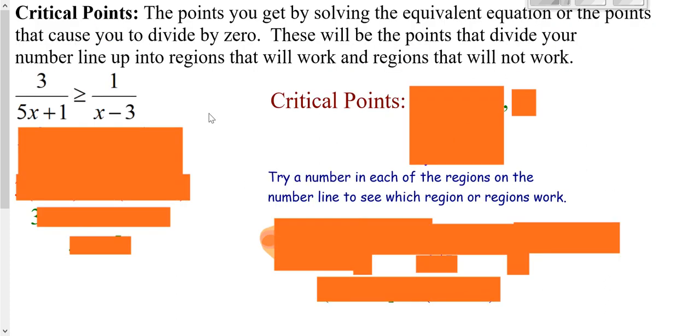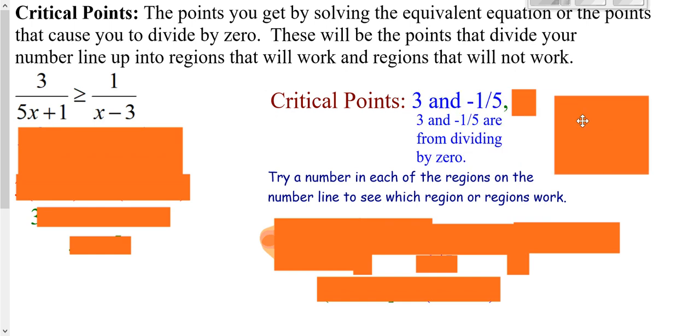So this one, there's a couple ways you could do it. You could set it equal to 0 and subtract your one fraction to the other side and write it as one big fraction. Then it'd be just like the last problem. Another way you could do it is still look at what causes the bottom to be 0 and then just solve the equivalent equation. So if you set this to 0, you get 3. You set this one equal to 0, you'd subtract 1, divide by 5. You get critical points of 3 and -1/5.